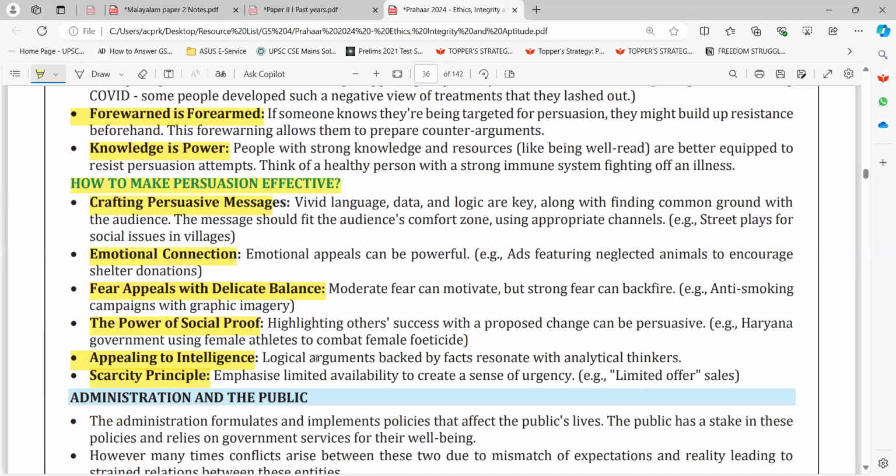Appealing to intelligence. Logical arguments backed by facts resonate with analytical thinkers. Scarcity principle. Emphasize limited availability to create a sense of urgency. Example, limited offers sales.